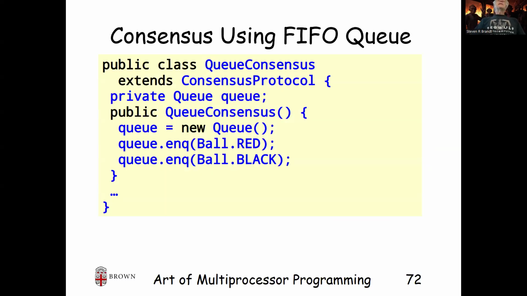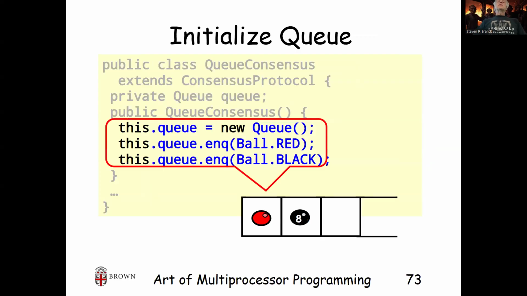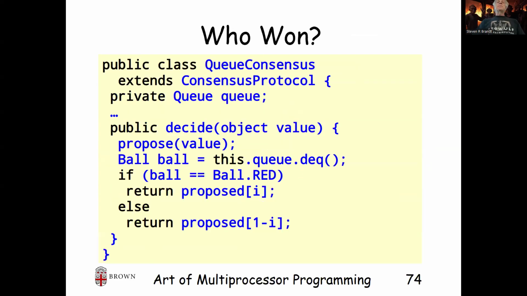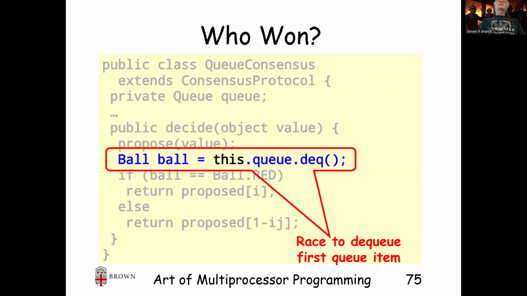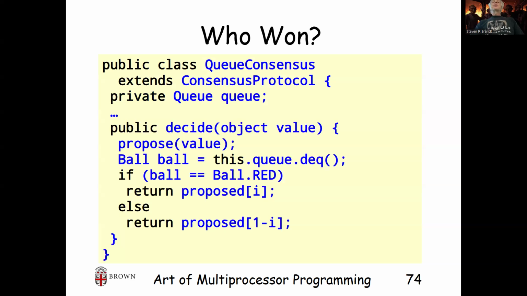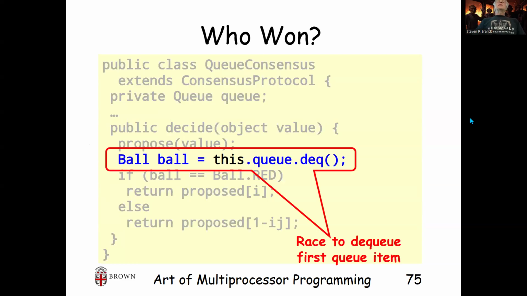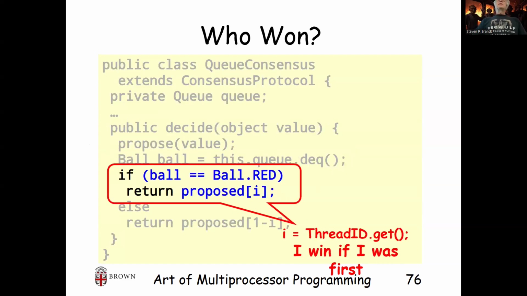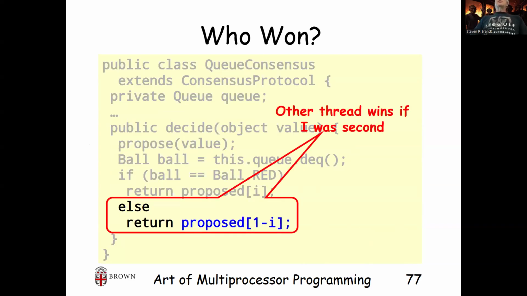And so it looks something like this. We instantiate a queue, and inside the constructor we enqueue the red and the black ball. In the decide method, first we propose the value, right? That's the first thing we do. And then we dequeue a ball. If the ball is red, I return the proposed value at I, my current thread number. If I get the black ball, I return the proposed value of the other thread. So this is a two-thread consensus protocol. Make sense?